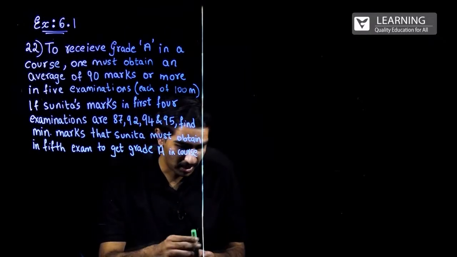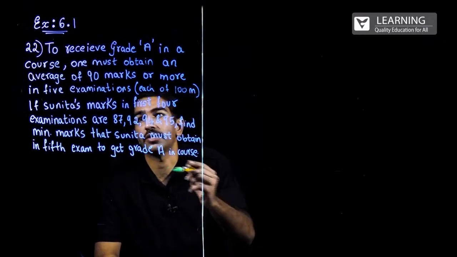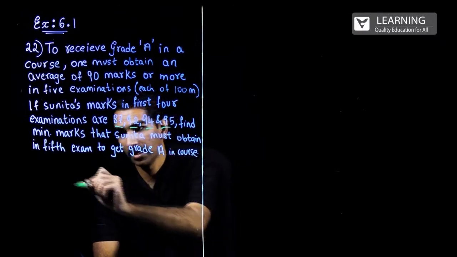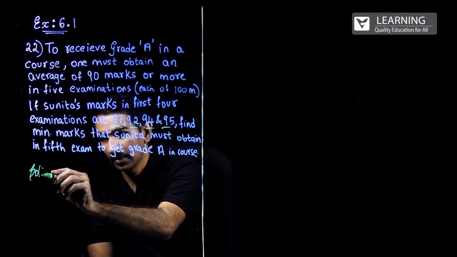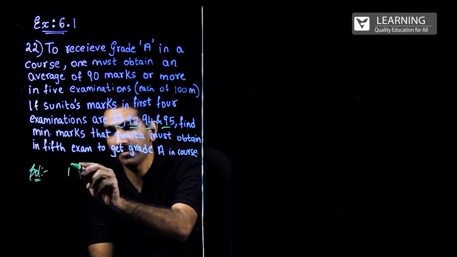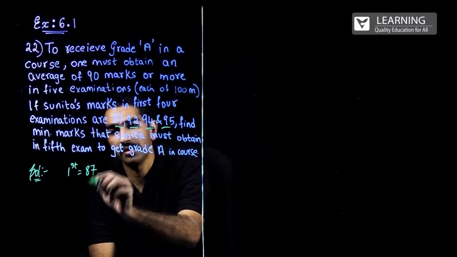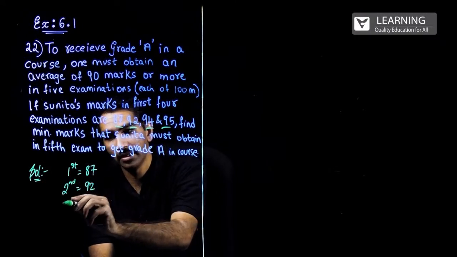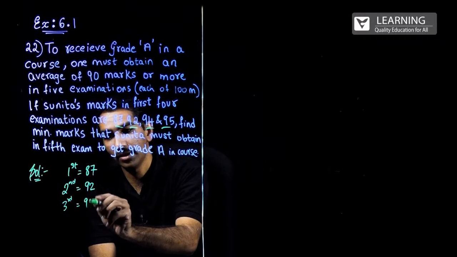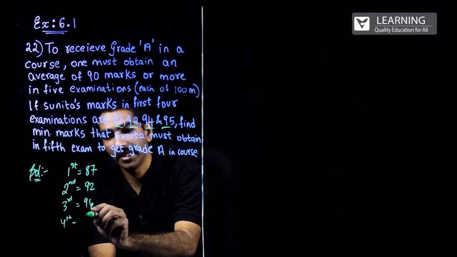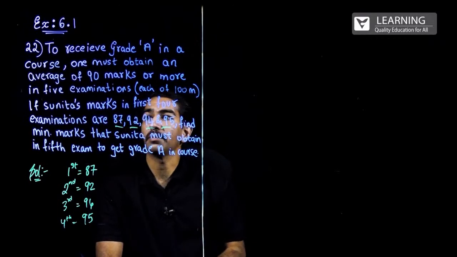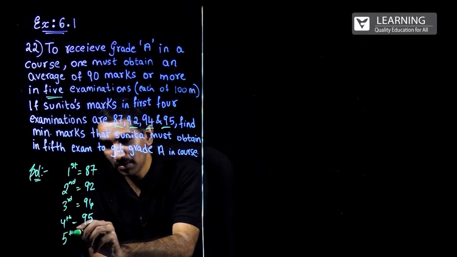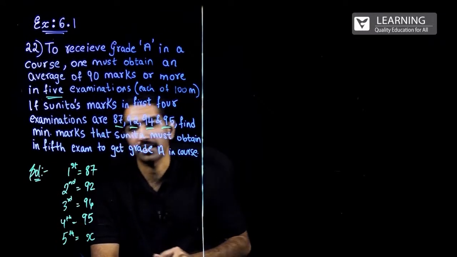So here we'll start with the solution now. See, there is a student called Sunita and she has obtained marks in the first 4 examinations. So solution: what is the number of marks she obtained in the first examination? 87. What is the marks obtained in the second examination? 92. Third, 94. Fourth, 95. So how many total examinations are there? See here, there are a total of 5 examinations, right? The 5th examination we don't know, so let us take it as x.